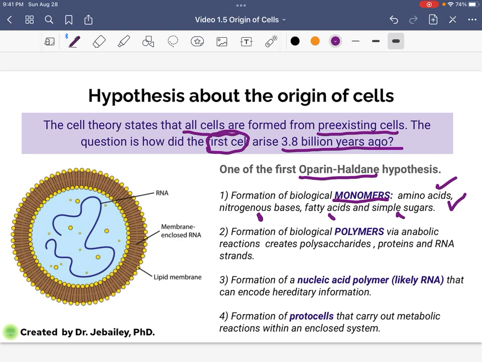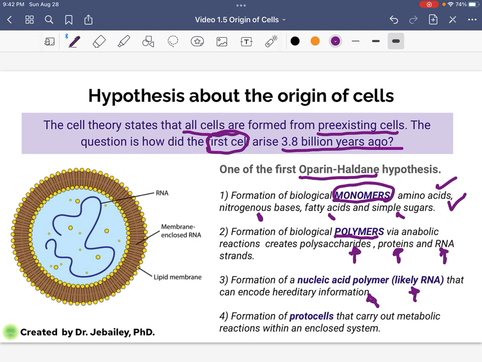The second thing is the formation of polymers, which means we take the monomers right here and we create bigger things like polysaccharides, proteins, and RNA strands. Now, a lot of this information might be completely clueless for you if you haven't touched topic 2 yet. But if you have, then this will start to make more sense of these words that I'm saying. Then there's the formation of nucleic acid polymers, such as RNA. And RNA carries hereditary information.